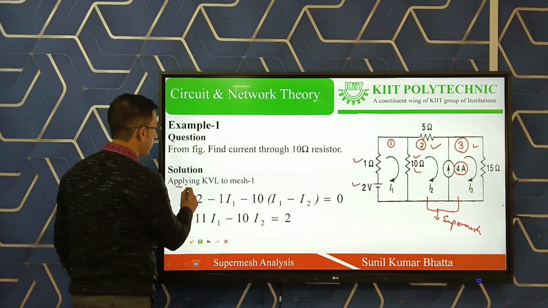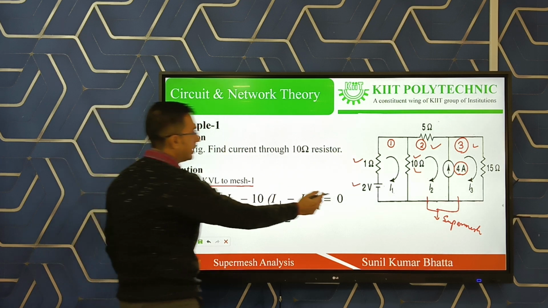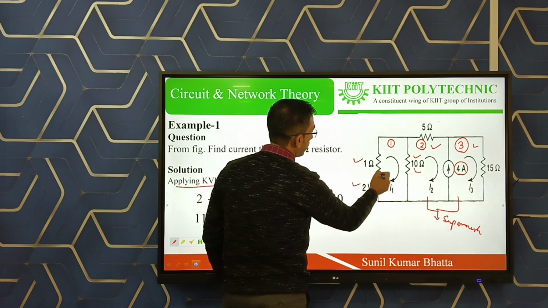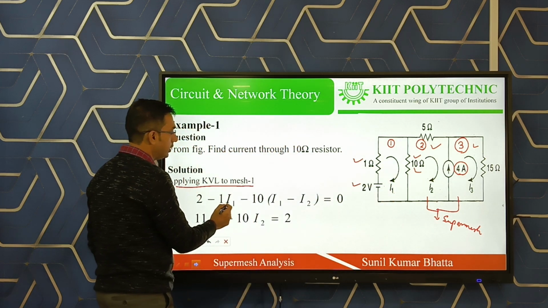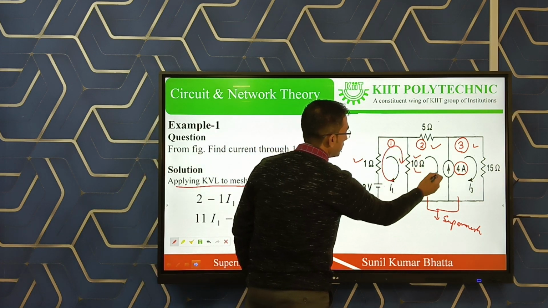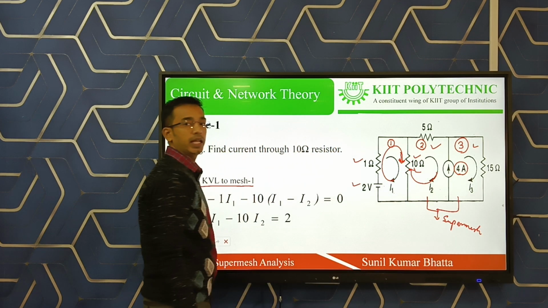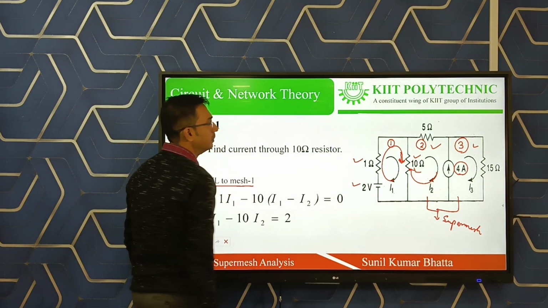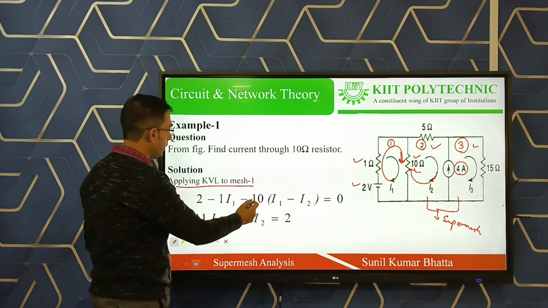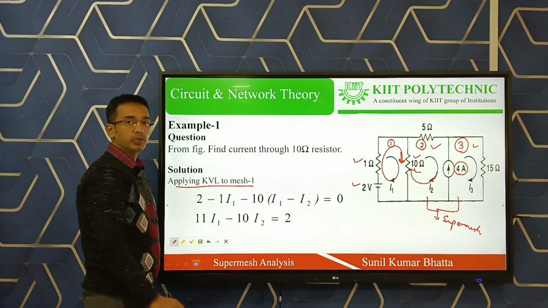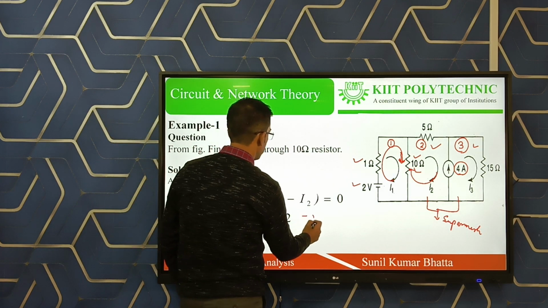So here applying KVL to mesh 1, that is 2 volt, so plus 2, then minus this 1 ohm resistor, current I1 is flowing, so that is minus 1 into I1, then current is coming to your 10 ohm. In 10 ohm, 2 currents are flowing, one is your I1, second is I2. The I1 and I2 directions are opposite, so that is minus 10 (I1 minus I2) equal to 0. After opening the bracket you will get 11 I1 minus 10 I2 equal to 2. So this is equation number 1.